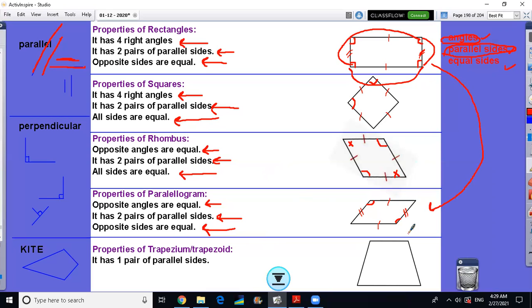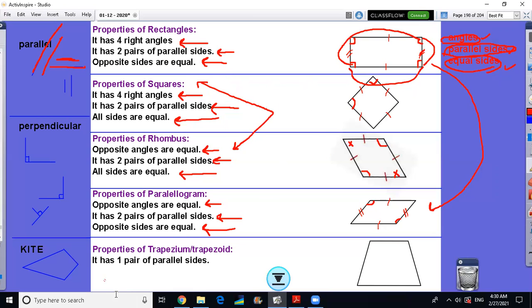You must look at the shapes, understand them, and remember that there are three properties for each shape. The first one is always about angles. The second one is always about parallel sides. The last one is always talking about the equal sides. And remember that the square and the rhombus, both of them, they have four equal sides. All the sides are equal.